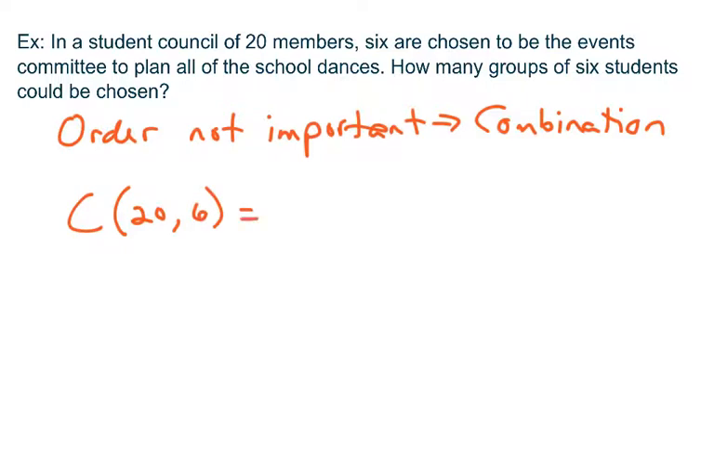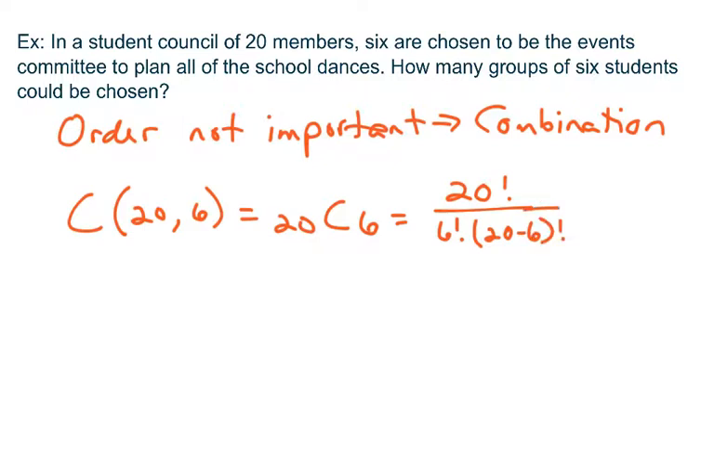If we want to use the calculator version of the shorthand, it's 20C6. The formula for combinations is n factorial over r factorial times (n minus r) factorial, with r being 6, so 20 factorial over 6 factorial times 14 factorial.